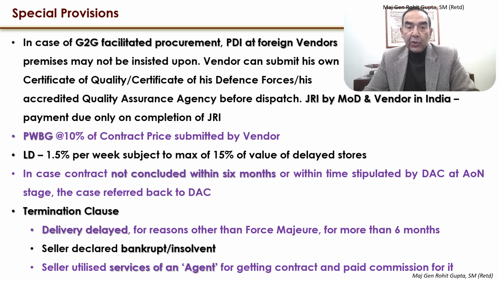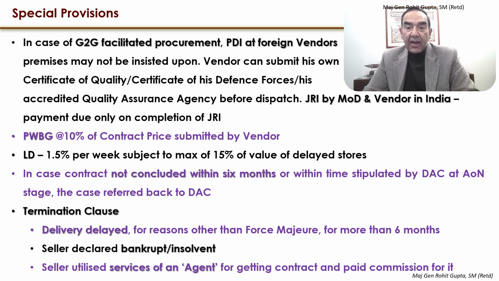The payment due will only be at the completion of JRI and not at dispatch. The performance cum warranty bank guarantee is 10% of the contract price submitted by the vendor in FTP cases, and the liquidated damages, that is when the supply has been delayed, it is 1.5% per week, subject to the maximum of 15% value of the delayed stores.